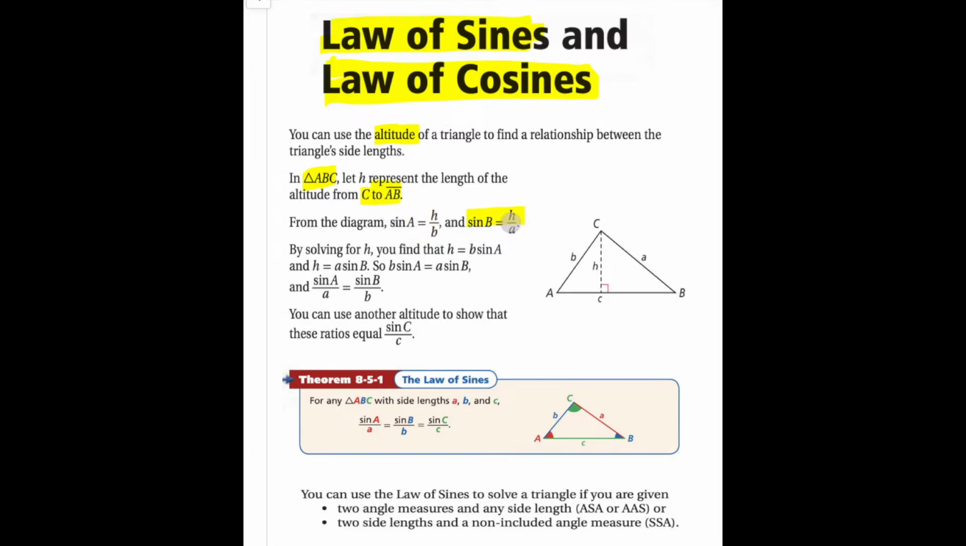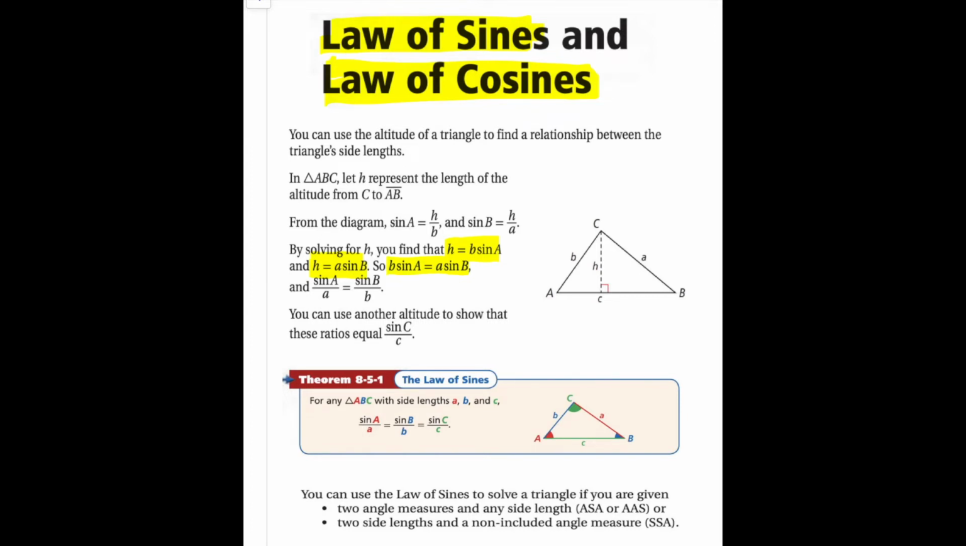So from sine A is equal to h over b and sine B is equal to h over a, you can see h is equal to b times sine A, and from the second equation you can see h is equal to a times sine B. So now by using the transitive property of equality or substitution, you can see b times sine A is equal to a times sine B.